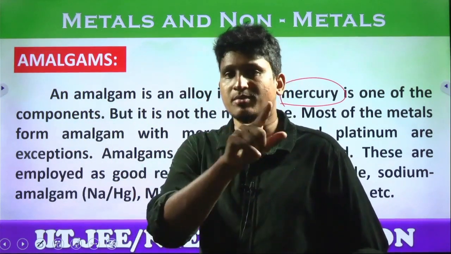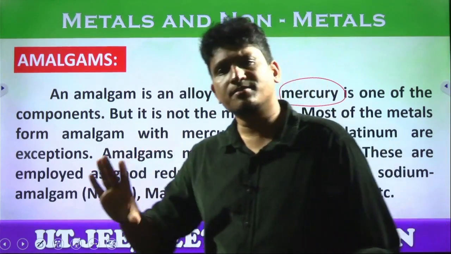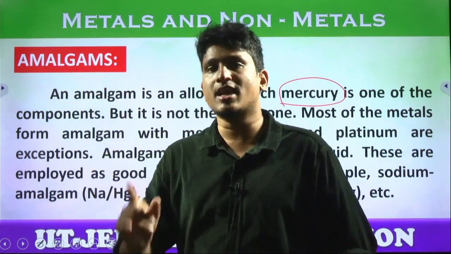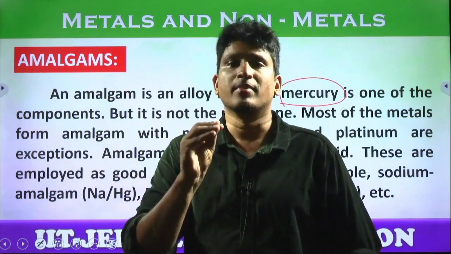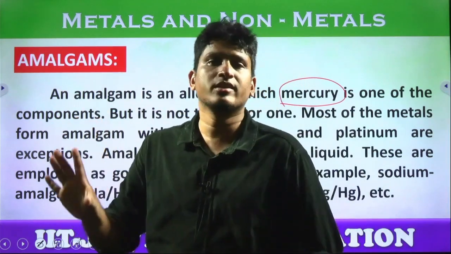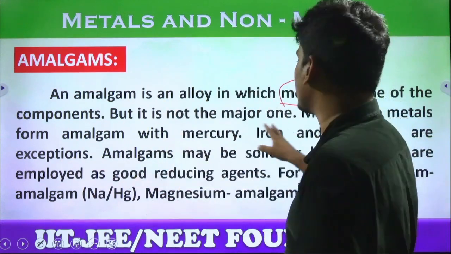Understood? I already explained about sodium amalgam in the previous slide. So what are amalgams? Amalgams are also alloys. But what is the speciality? Nothing special. All the amalgams have one key component, that is mercury. Key component, that doesn't mean it is the major component. Mercury is common in all the amalgams. Understood? So it is an alloy in which mercury is one of the components, but it is not the major one.